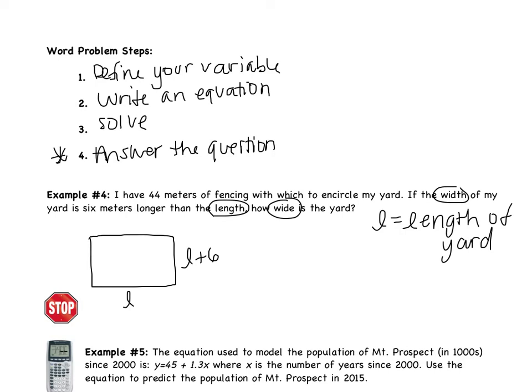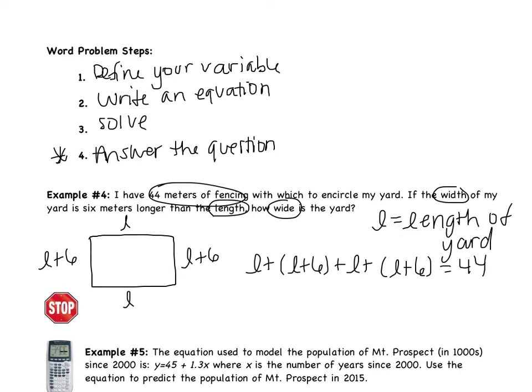Because this is a rectangle, I know that the opposite sides are congruent. Okay, it says I have 44 meters of fencing. That's talking about the outside, so we're talking about perimeter here. In order to find the perimeter, we want to add up the sides. So I'm going to have L, add L plus 6, add another L, and then another L add 6. That's equal to 44. Combining like terms, I have 1, 2, 3, 4 L's. And then I have 6 and another 6. Subtracting 12, I get 4L equals 32.